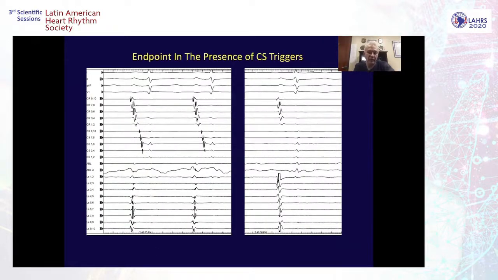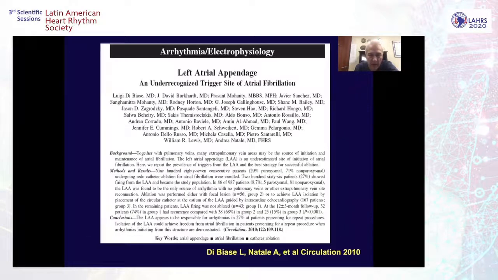And this is to show you the endpoint. The endpoint is not just any small recording, but really we want to silence the CS. Those are the recordings before, and this is the recording after, where there is no atrial recording. You only have this far field V from the CS. So it's not attenuation of the recording, but the complete isolation of the CS. This is what we have seen to be the best outcome, and I'll show you some data.